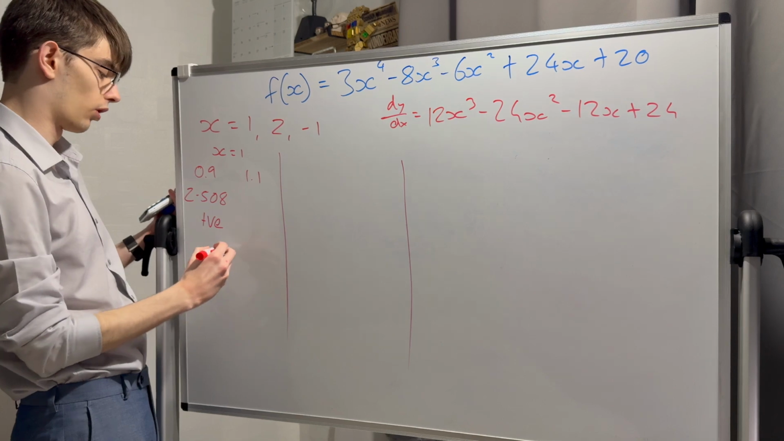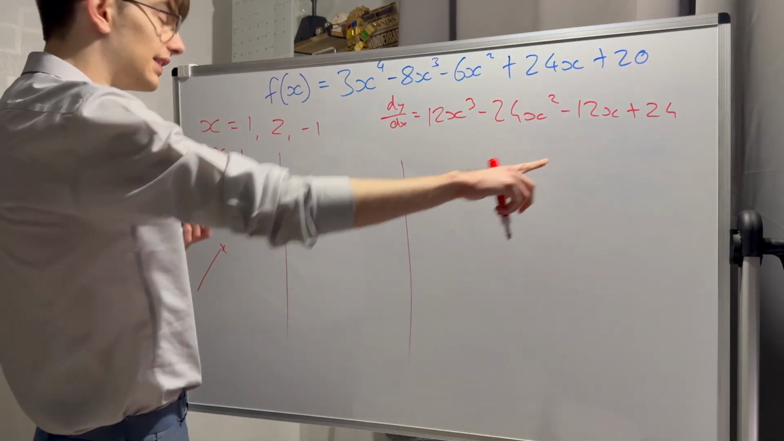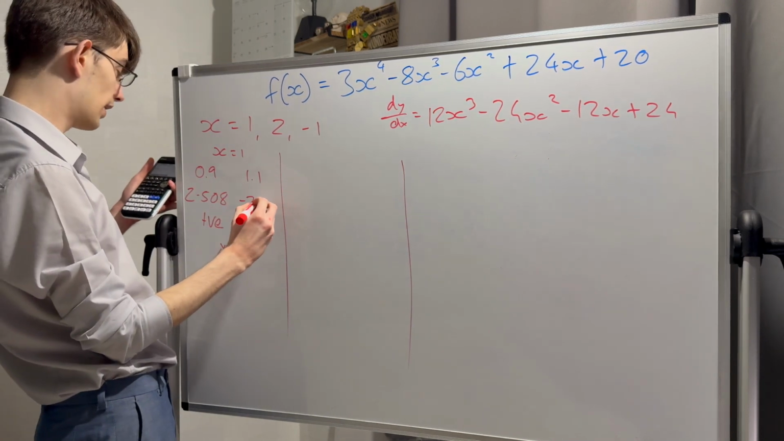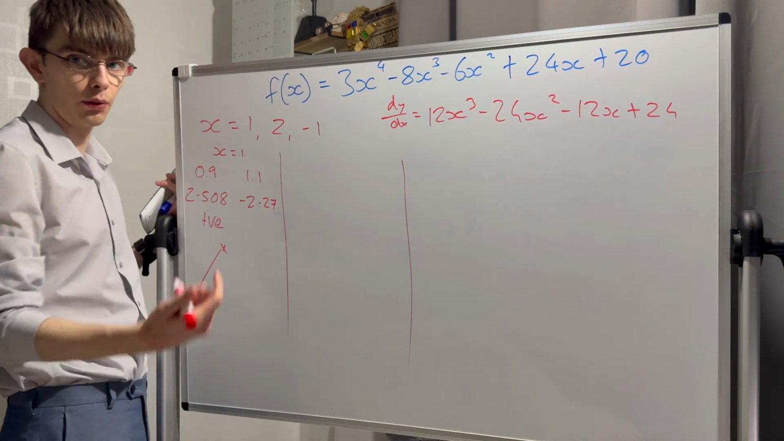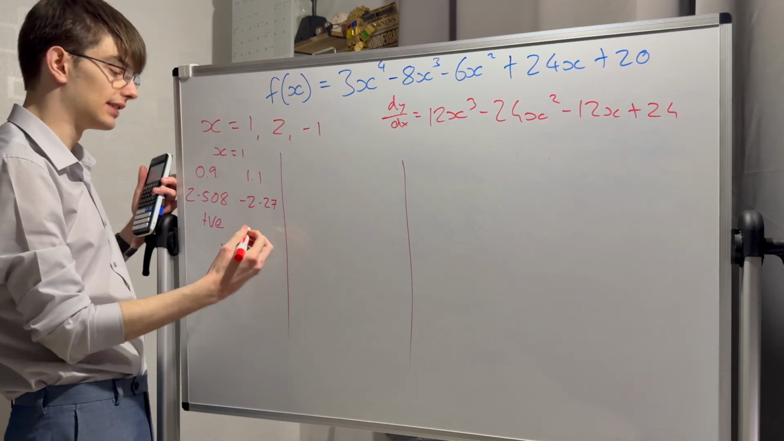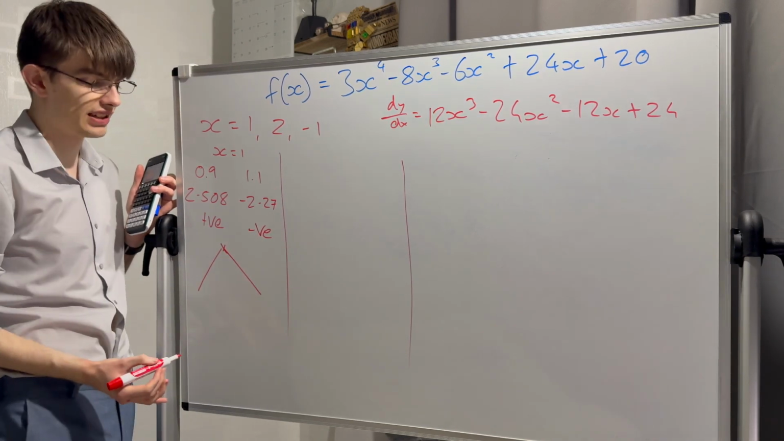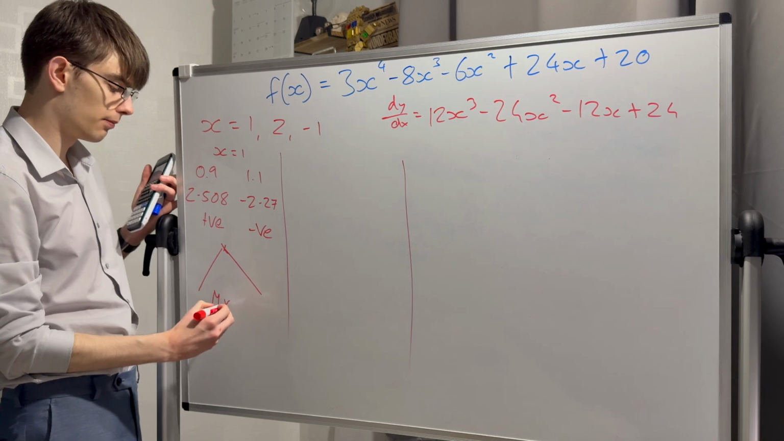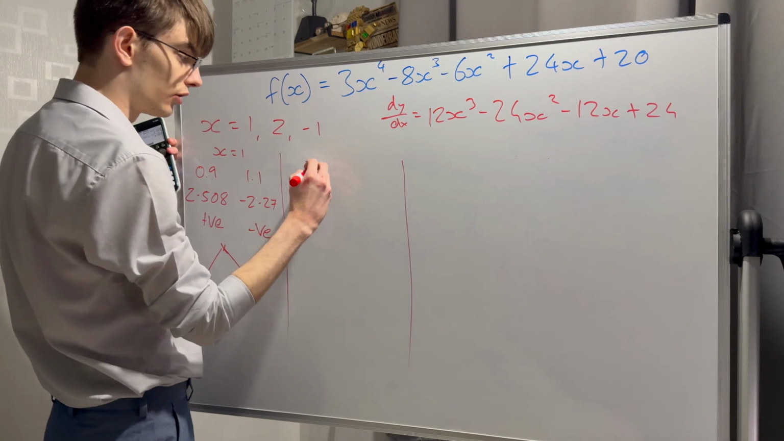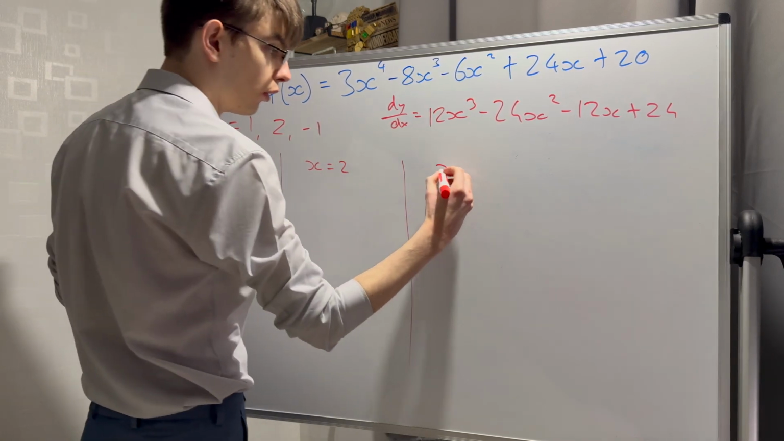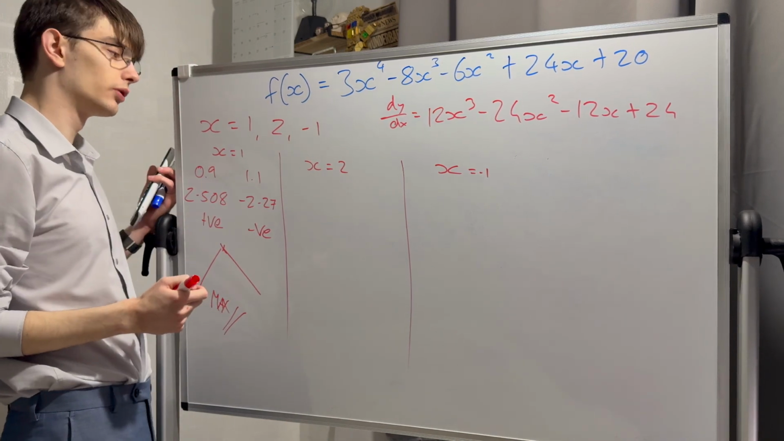So I can do a nice little line up here on the left. Then on the right, if I put 1.1 into this equation, I get minus 2.27. Again, the number's not important, but what is important is it is negative, meaning after my point to the right, it goes down, meaning my point is a maximum. So now I need to do the same thing for x equals 2 and x equals -1.